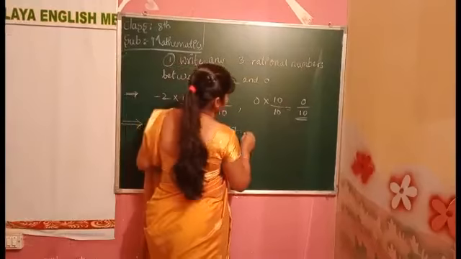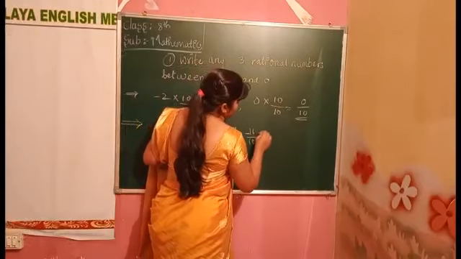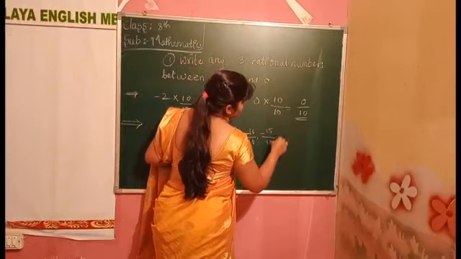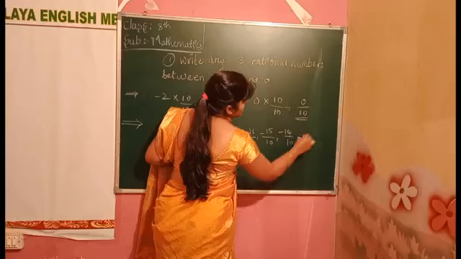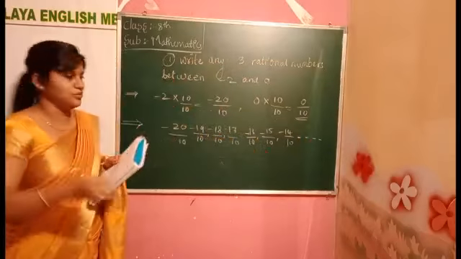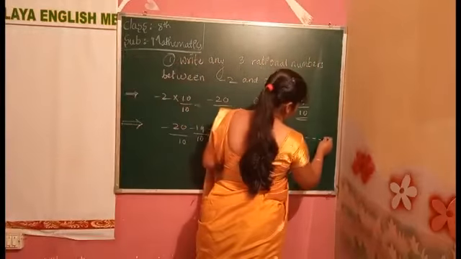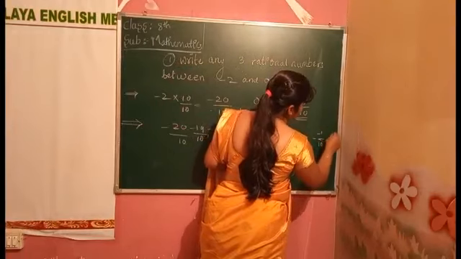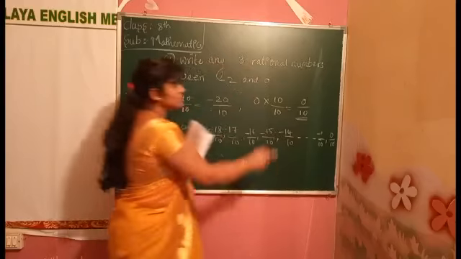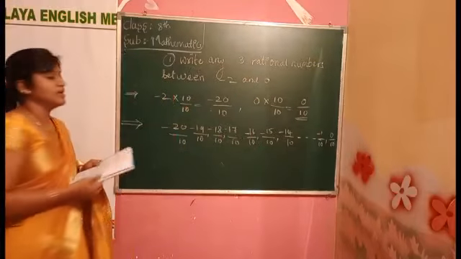17. After that -16 by 10, -15 by 10, -14 by 10. Like that it goes on till 0. Till 0 the last number is -1 by 10 and the next number is 0 by 10. These are called the in between numbers.